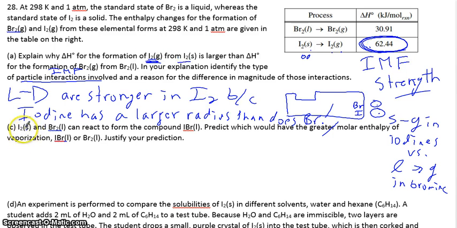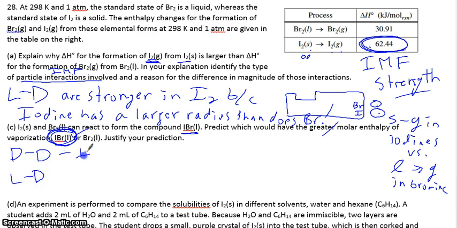All right, C says I2 and Br2 then can react to form IBr. Predict which would have the greater molar enthalpy of vaporization. Molar enthalpy of vaporization, same idea. Which one will be higher, harder to vaporize, more energy? So because IBr is polar, and because iodine is bigger than bromine, this one actually wins on two counts. Wins in the dipole-dipole forces. It also wins in the London dispersion forces. So this one will definitely win.